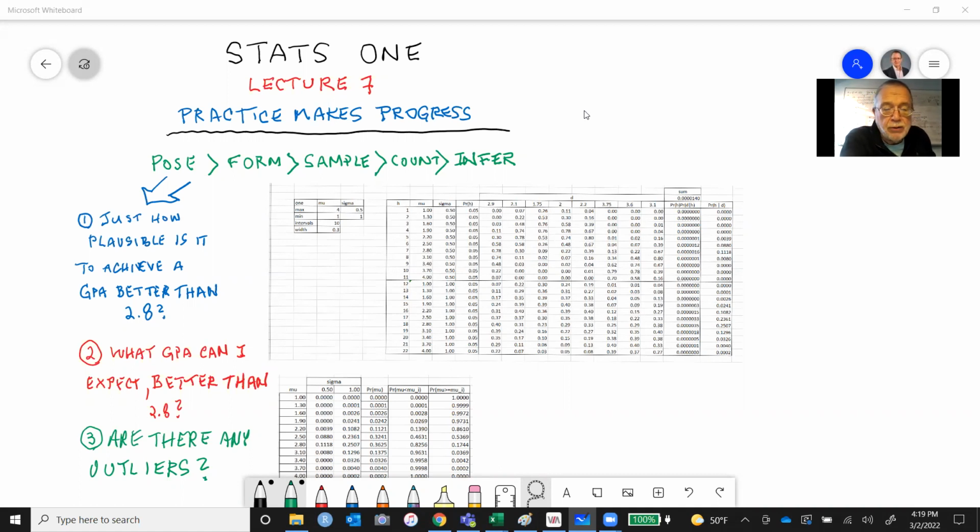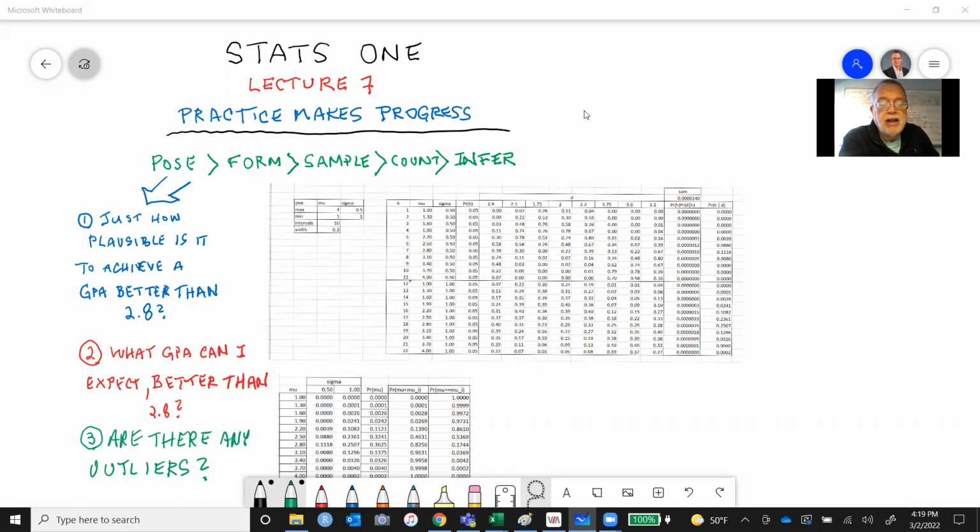The first question we would pose is, just how plausible is it to achieve a grade point average greater than 2.8? That's a probability question. And we could also answer that question in terms of odds, should we decide to, following what we did in Lecture 2.